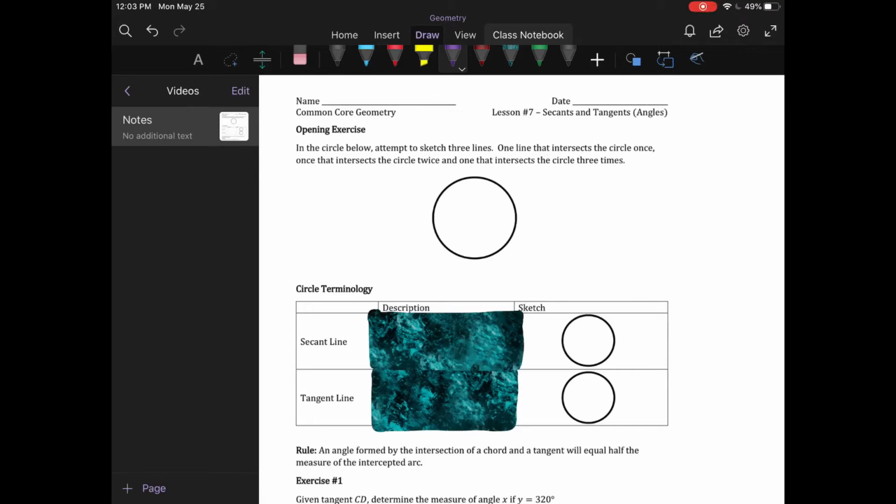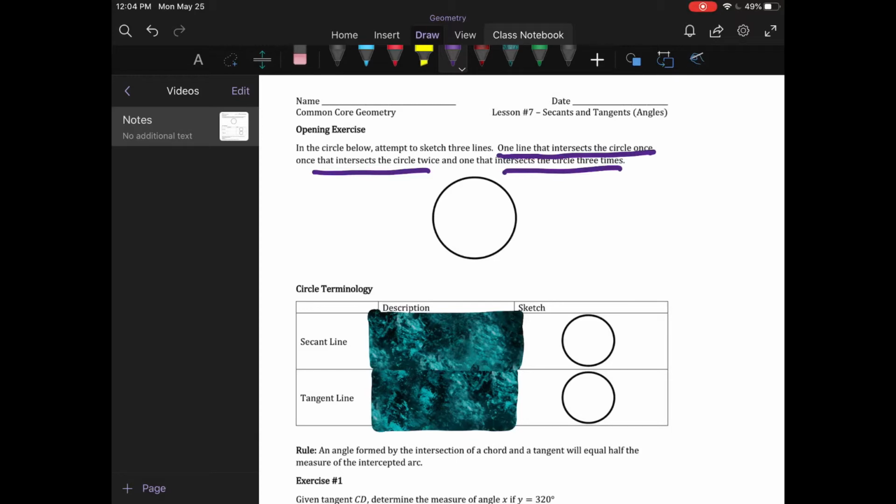Hi everybody, so this is the video for lesson 7. We're going to be talking about secants and tangents. To start off, we're first going to do this opening exercise, which asks us to do 3 things. We're going to sketch a line that intersects the circle once, one that crosses it twice, and then 3 times. So on your own, try and do that. See if you can do those.